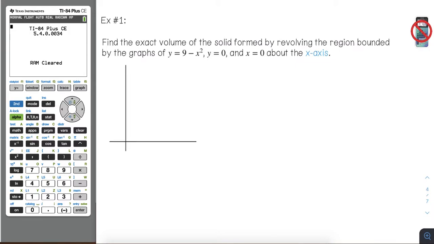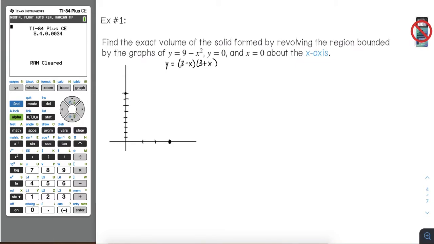Okay. So if I factor this real fast, that factors to 3 minus x and 3 plus x. So that means my x-intercepts are 3 and negative 3. So 1, 2, 3. So I know I'm going to hit the graph there. And then my y-intercept is 9. So 1, 2, 3, 4, 5, 6, 7, 8, 9.